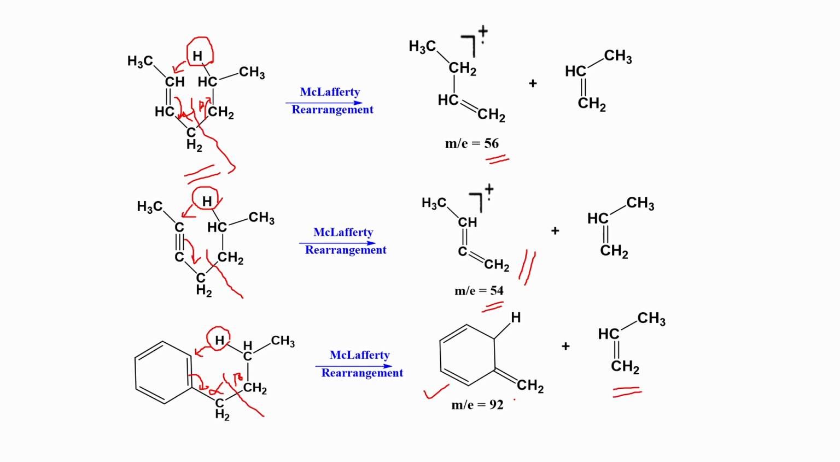It is the McLafferty rearranged ion. Here is a dot and also a positive charge. You can also depict this McLafferty rearranged ion like this, plus and radical. Instead of putting these signs here, you can represent the McLafferty rearranged ion like this also. Here this McLafferty rearranged ion has molecular mass 92, and it is produced along with the neutral molecule propene.